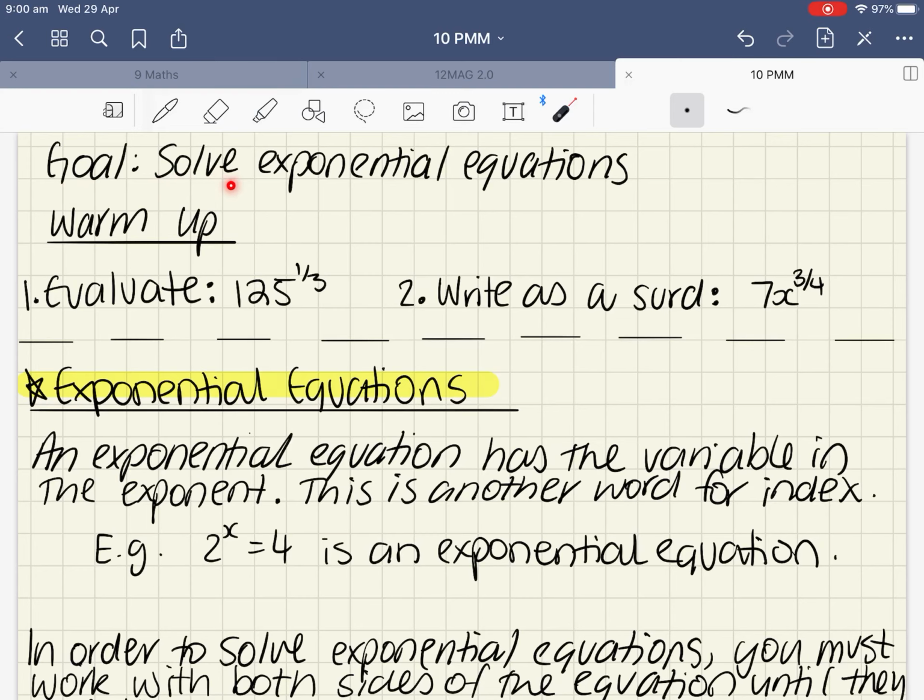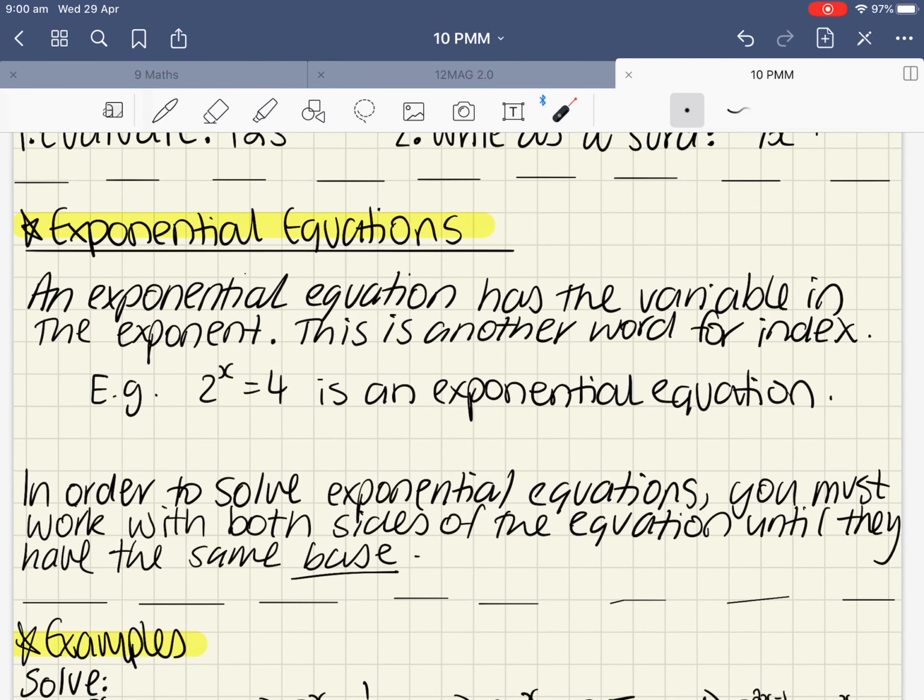Hey guys, welcome to lesson 2 of week 3, where our goal today is to solve exponential equations. Now, exponential isn't anything scary. You've actually been working with exponential expressions this whole time. Starting with a warm-up, I want you to evaluate this fractional index, and I would like you to write this guy over here as a surd. So take a moment now, write those down. I want you to upload those to OneNote by the end of the week, please.